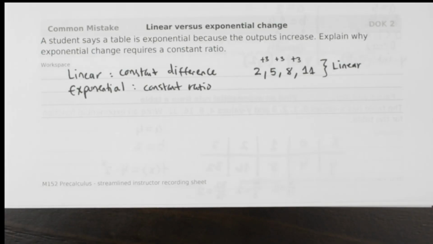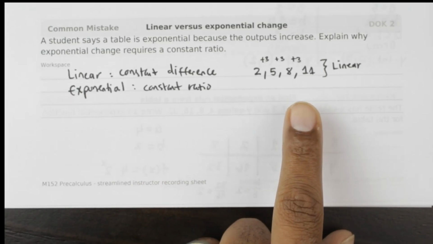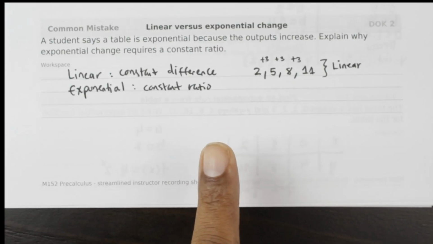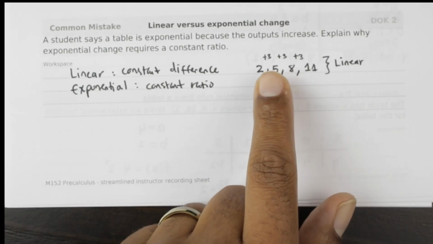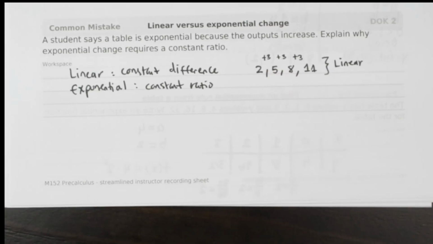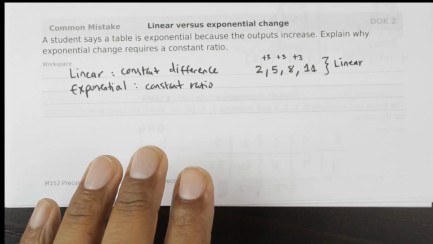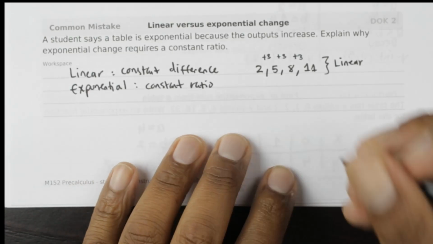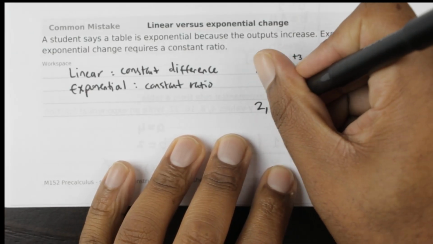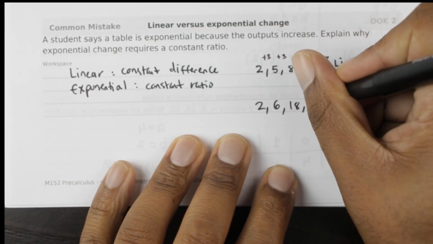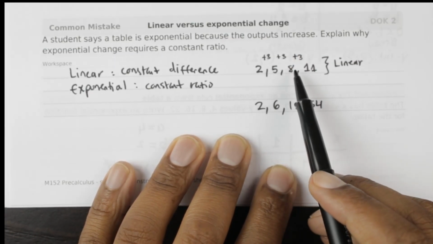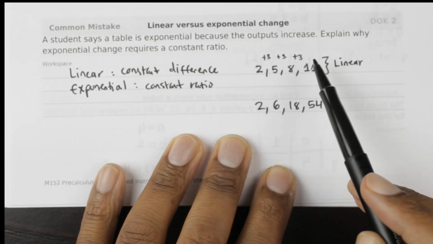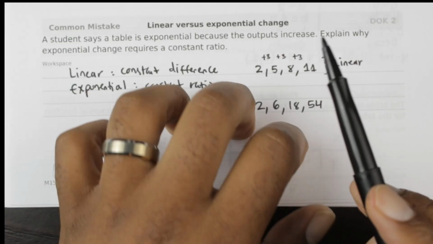This increases by adding 3 each time. So yeah, that's linear. The difference is plus 3, plus 3, plus 3, right? But let's just say, for example, we wrote 2, 6, 18, 54, right? Now, there's not a constant difference, it's a difference of 4, difference of 12, and so on.